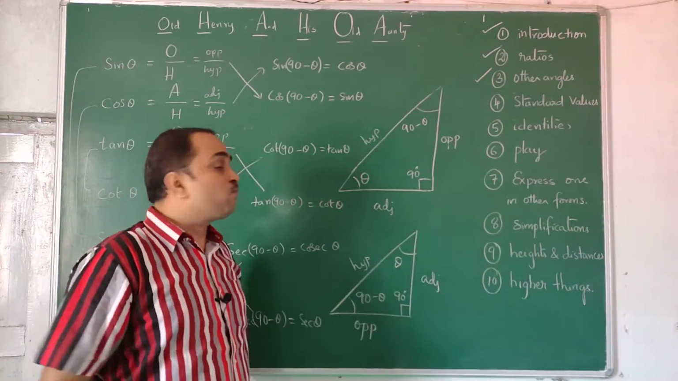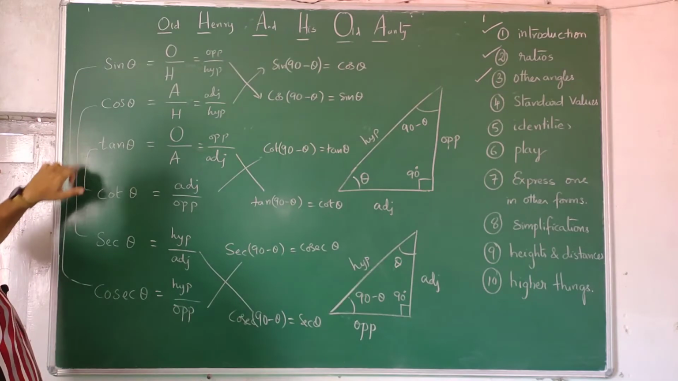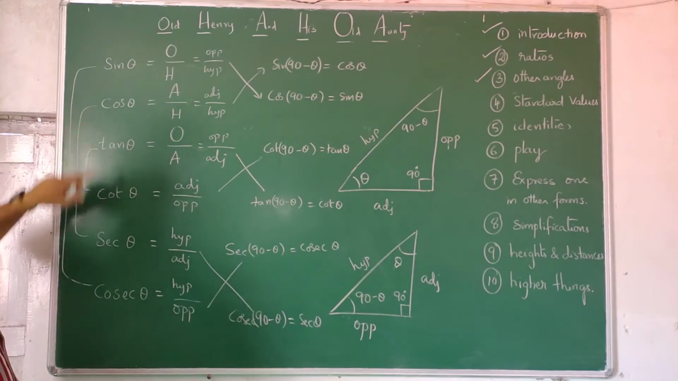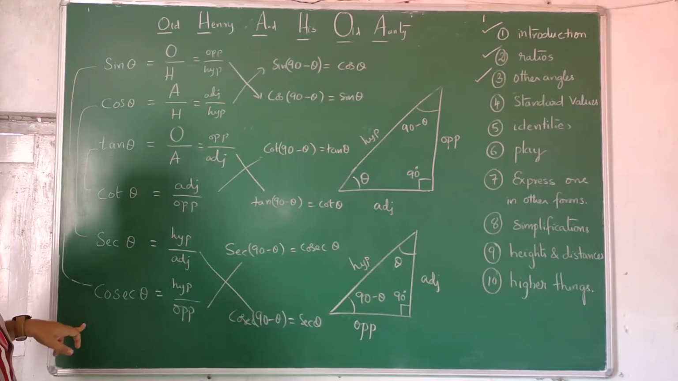So we defined 6 ratios. And we told how to make interconversion. Tan reciprocal is cot, cos reciprocal is secant, sin reciprocal is cosecant.